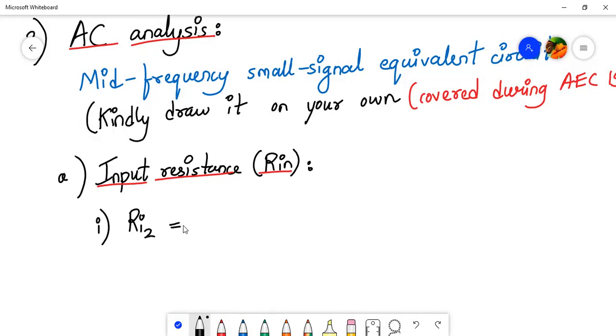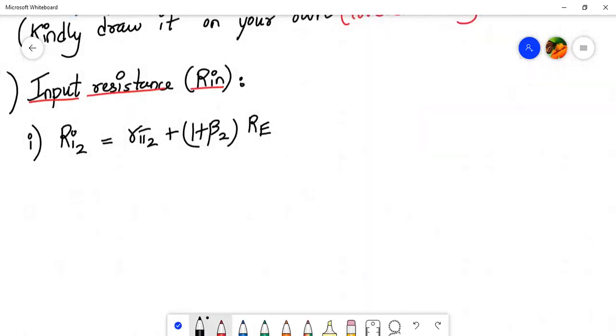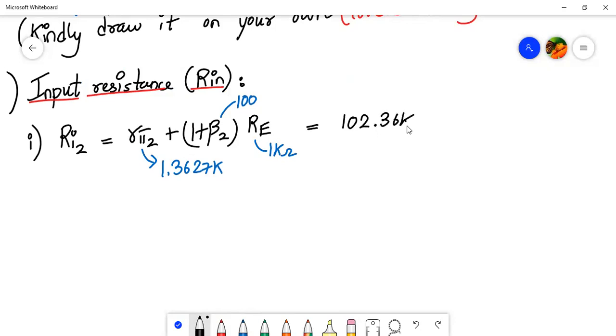What was the formula for RI2? R pi 2 plus 1 plus beta 2 times RE. Here we have to substitute the value of R pi 2. I think R pi 2 value was 1.3627 kilo ohms. Beta 2 value is 100 and RE value is 1K. If you substitute the values in the calculator, the value of RI2 will come out to be 102.36 kilo ohm.